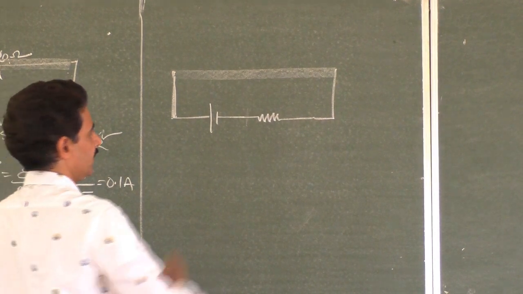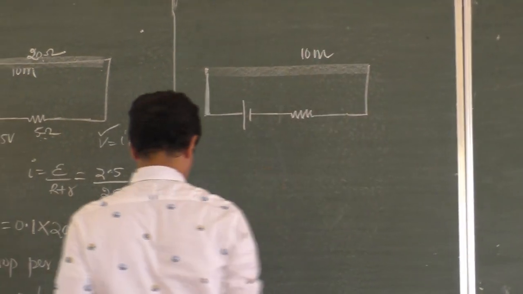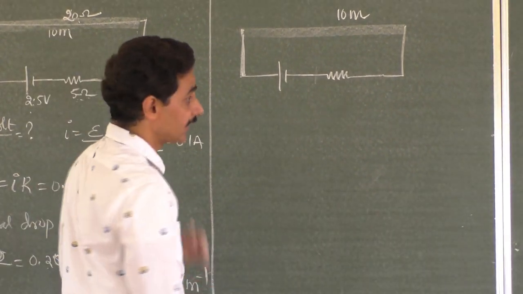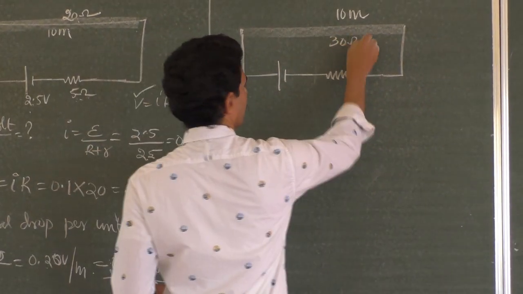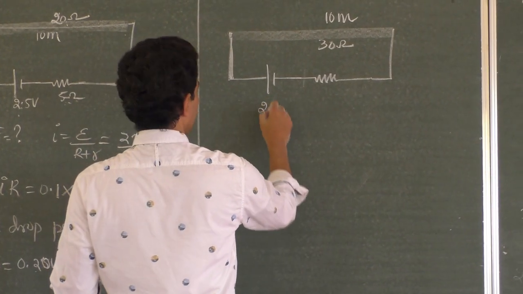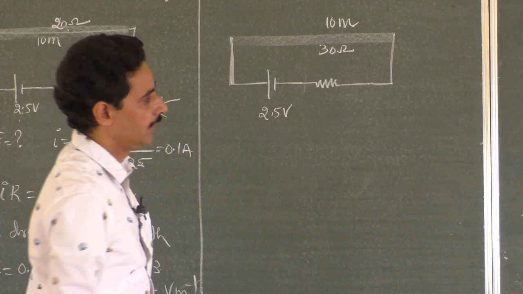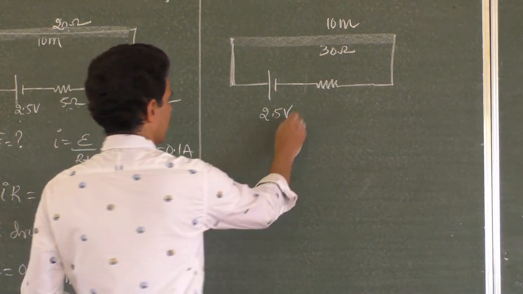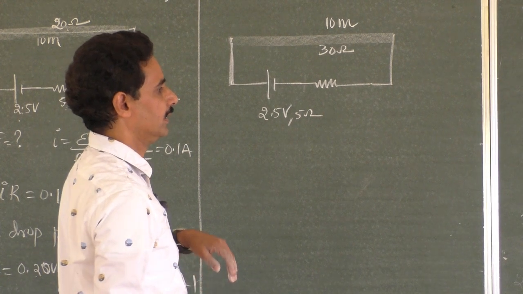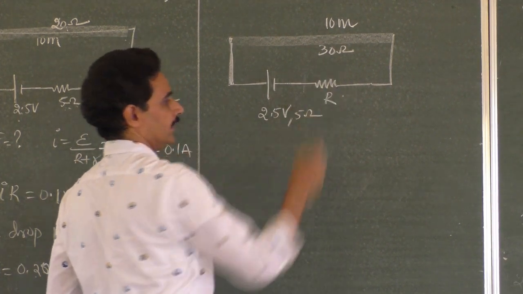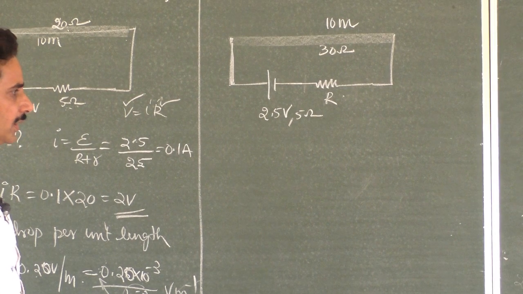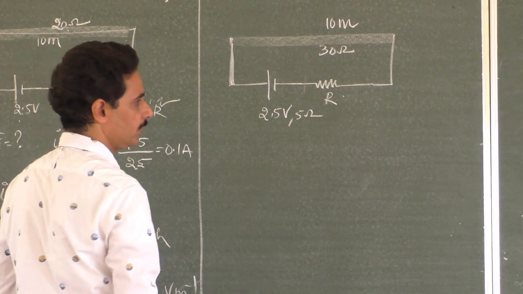A potentiometer wire of length 10 meter is connected to and having resistance 30 ohm. Okay, 30 ohm. Is connected in series with a battery of EMF 2.5 volt and internal resistance 5 ohm. Okay, here we have one more internal resistance. Is connected with an external resistance R. Okay. Then fall of potential along the potentiometer wire is 50 microvolt per millimeter.